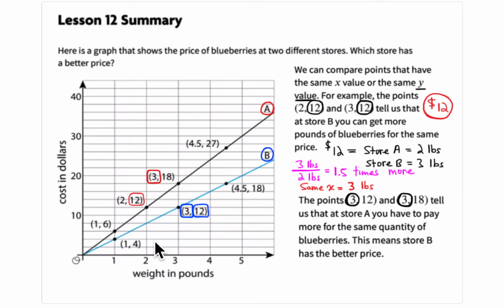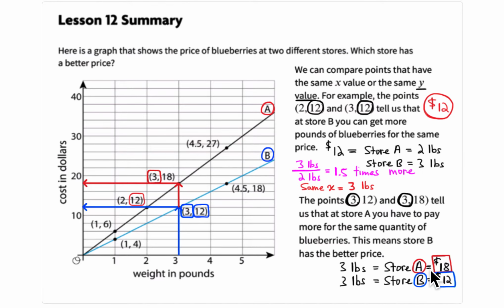All right, so what if you look at buying the same number of pounds at the different stores? So I'm going to buy 3 pounds of blueberries at each store. Well, 3 pounds of blueberries at store A is going to cost $18. Store A is more expensive. 3 pounds of blueberries at store B cost you $12. Again, the constant of proportionality at store A is 18 divided by 3, that is $6 per pound. But now you're going to buy 3 pounds, so it's 3 times 6, that is 18.